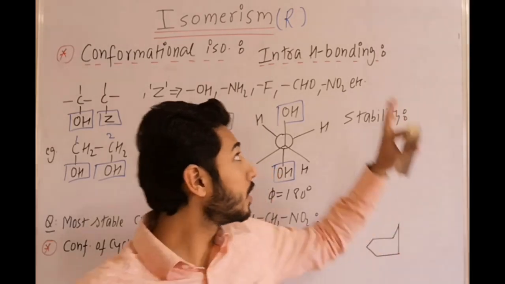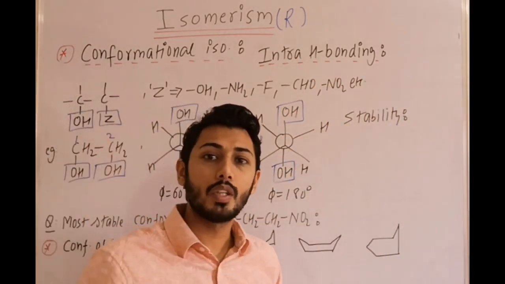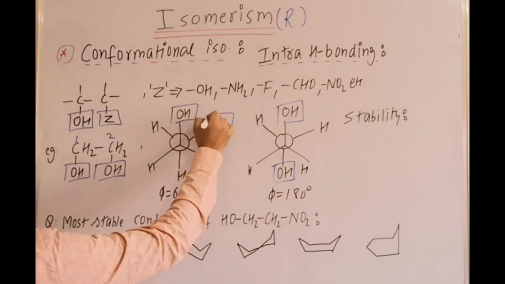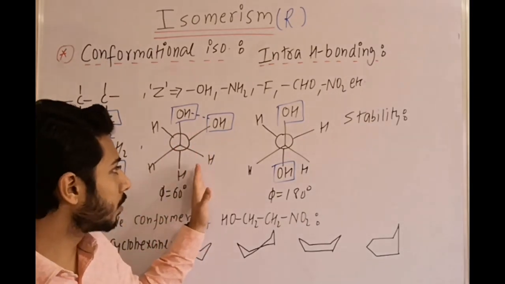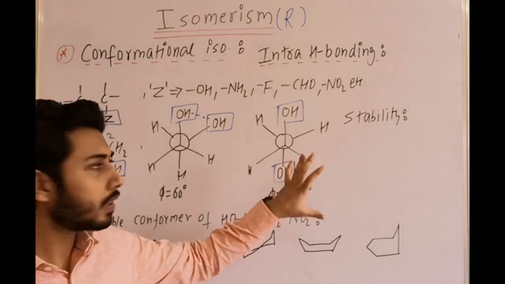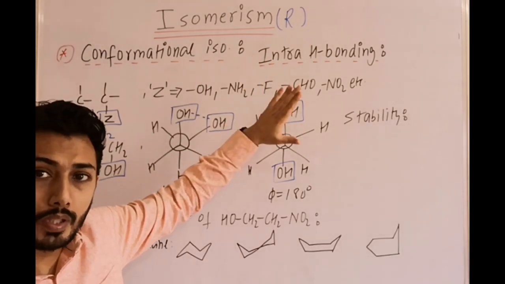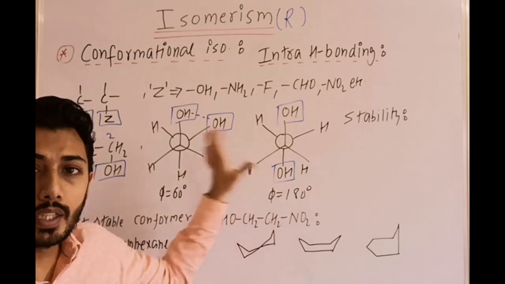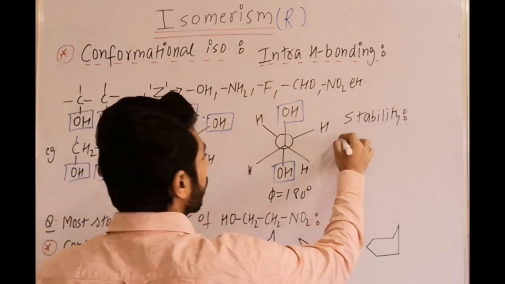But due to a special case of intramolecular H bonding, some stabilization takes place, which I am explaining here. Due to intramolecular H bonding in the gauche form, this gauche form is more stable than its anti form. Otherwise, generally, the bulky groups are at maximum distance, van der Waals strain is very low, and the anti form is stable. But in this case of intramolecular H bonding, the gauche form is most stable.